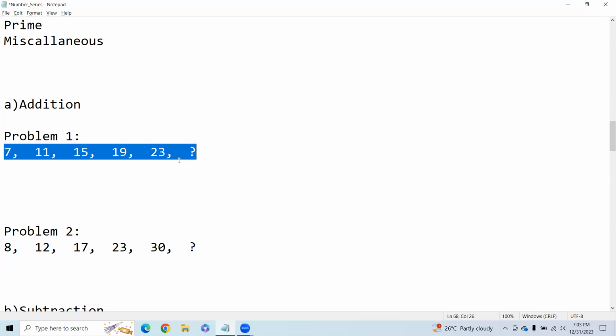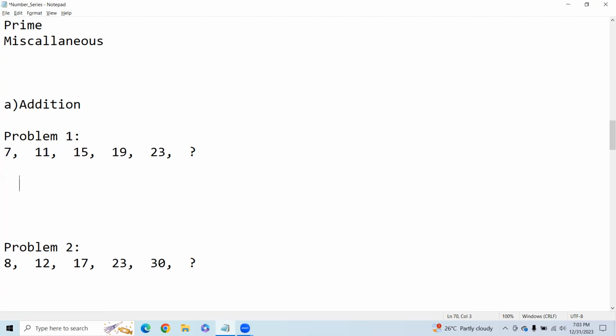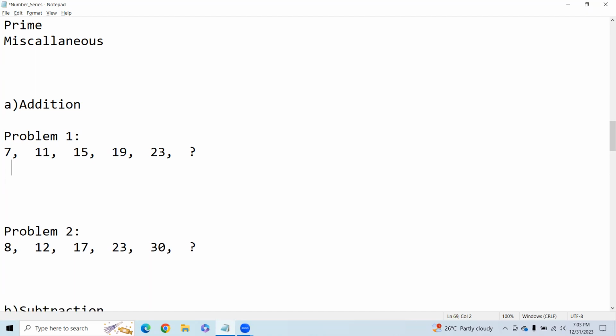If you try to go for multiplication, 1 into 2 is 2, 2 into 2 is 4, 4 into 2 is 8, like that. So whenever the numbers are in increasing order, there's a good possibility that they are in an addition or multiplication pattern. So let's see how much you should add in 7. You get 11. If we add 4, we'll get 11.